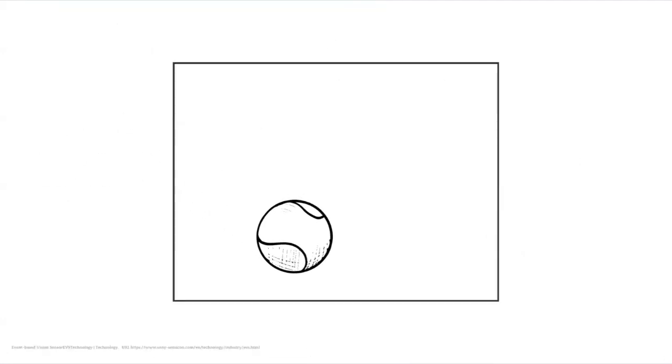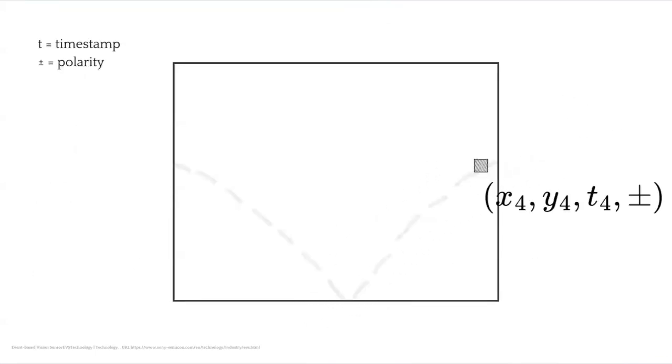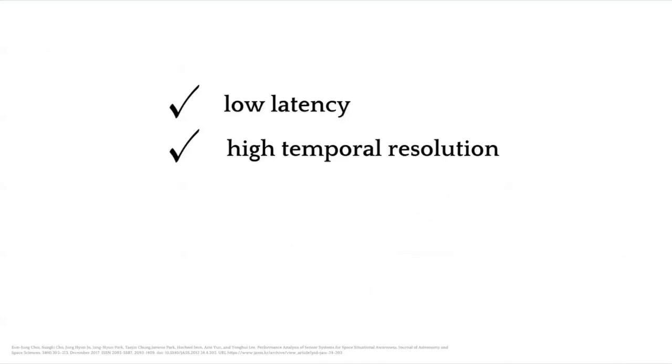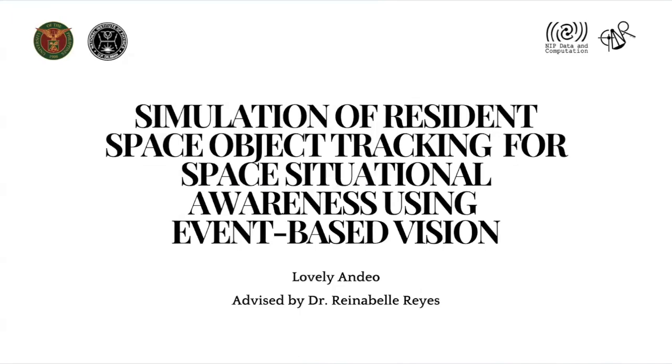These sensors function similar to a human retina, wherein each of its pixels works independently to produce low latency and high temporal resolution data. So unlike optical sensors, event-based sensors are less prone to motion blur and can even detect space objects during daytime. The use of event-based cameras for space observation is a new and promising approach. Hence, for this study, we propose a simulation of resident space object tracking for space situational awareness using event-based vision.